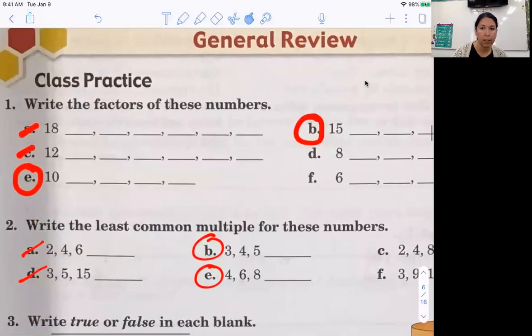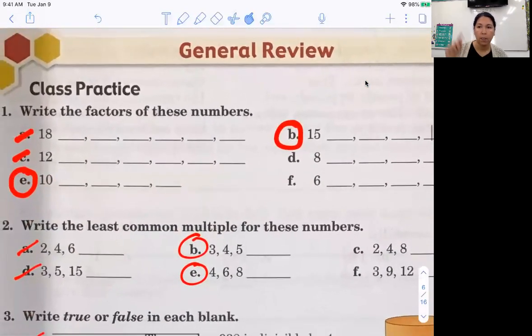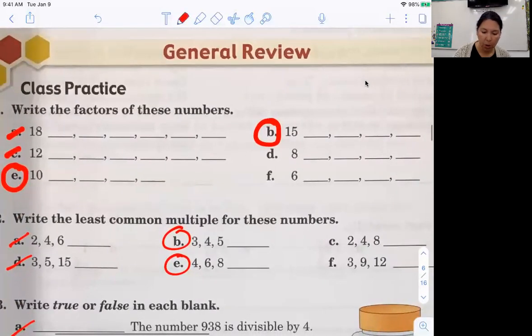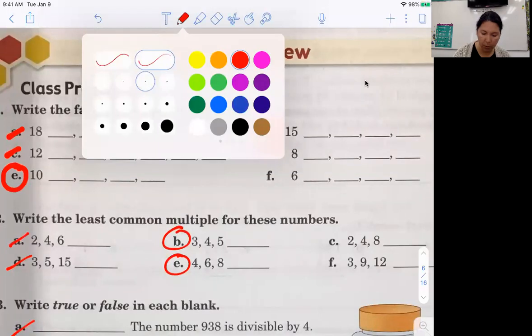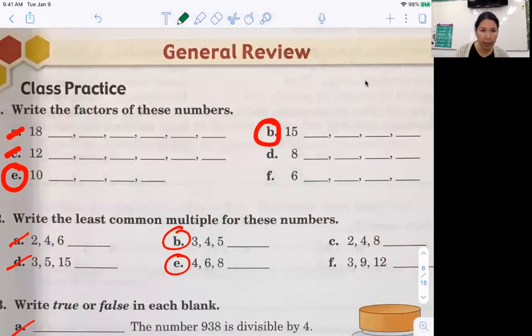So you can see on section 1, the things with the little slashes, those are the ones we're gonna do together. The ones with the circles are the ones you're gonna do by yourself. But you're gonna wanna watch me first on the paper to make sure you know how to do it. Okay, so our first one says, I'm going to use green here for my pen color. It says, write the factors of these numbers.